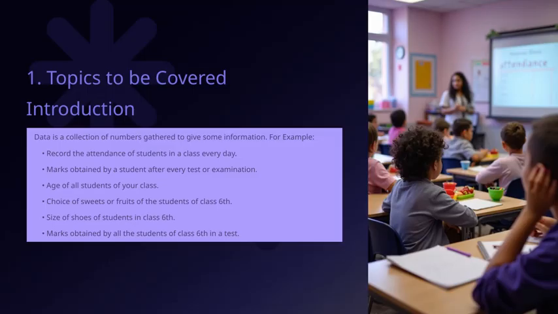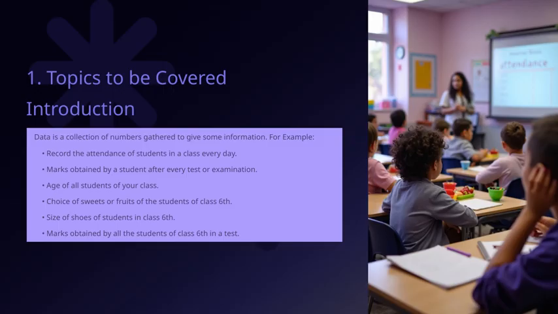Let's talk about the topics we will cover today. First, we'll explore what data really is. Think of data as a collection of numbers that help us understand different things around us. For example, imagine recording the attendance of students in a class every day. Those numbers tell us who's present and who's absent. Or consider the marks students get after each test or exam. Those scores are also data, giving us a snapshot of performance.